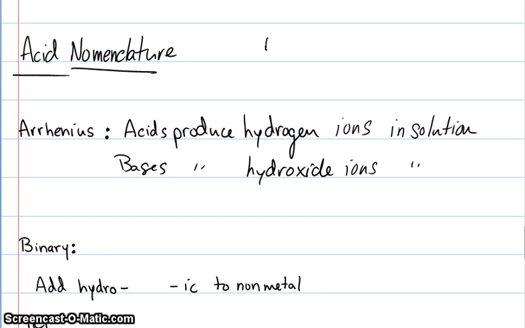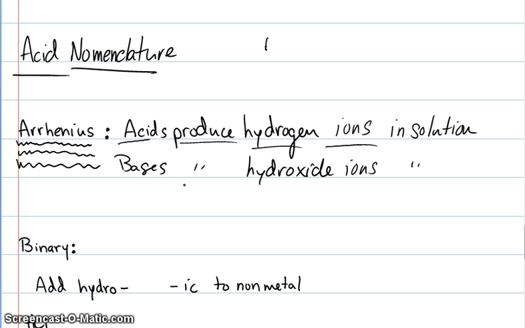Hey students! Today I want to talk about acid nomenclature. So in acid nomenclature, the first thing we need to know is how to identify an acid. Right now we're going to use the Arrhenius definition of acids. We're going to learn more definitions of acids later on, but we'll just use Mr. Arrhenius' definition now. That's that in solution, acids produce hydrogen ions.